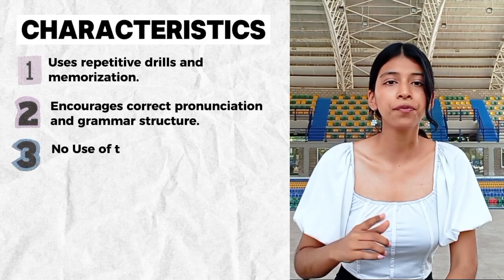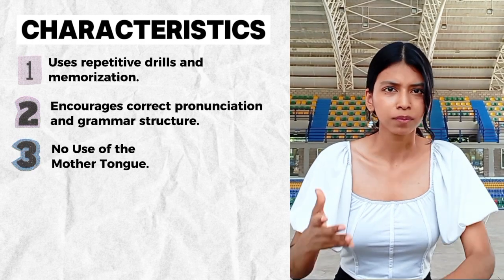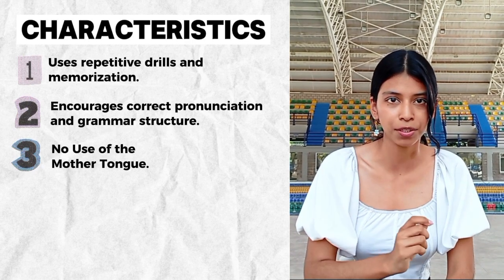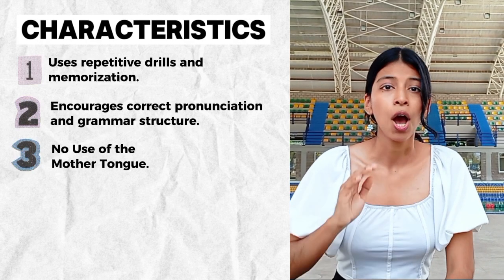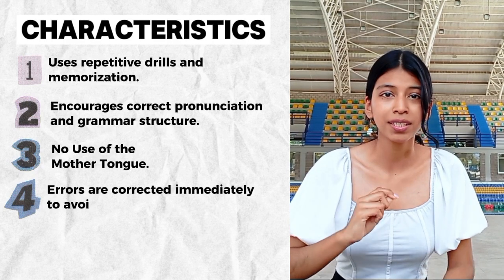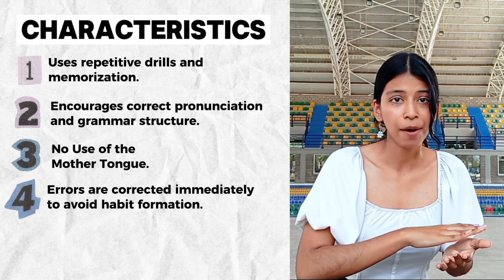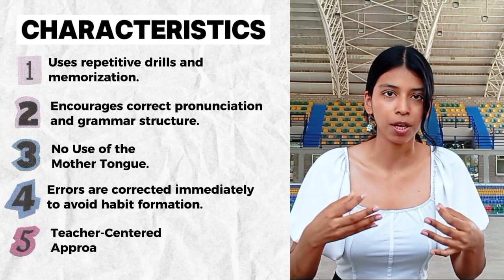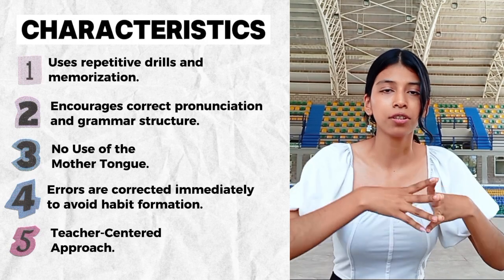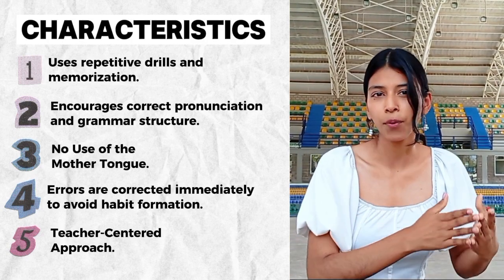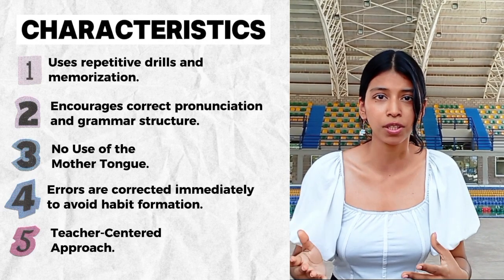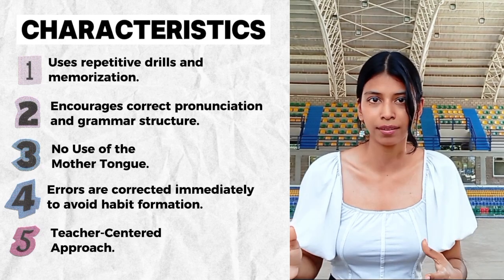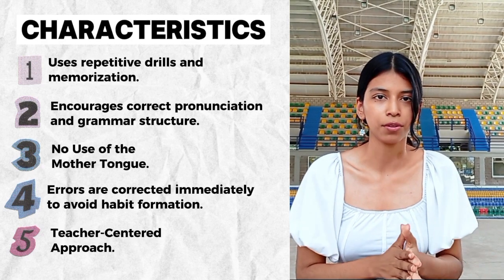Third, there's no use of the native or mother tongue. That means students only use the target language they are learning, exclusively, in the classroom. Fourth, errors are corrected immediately to avoid bad habit formation. And fifth, the teacher is the center of this approach, which means teachers have to be a correct model in the use of the language. So students have the mission to imitate all the actions in practice that the teacher does in the classroom.